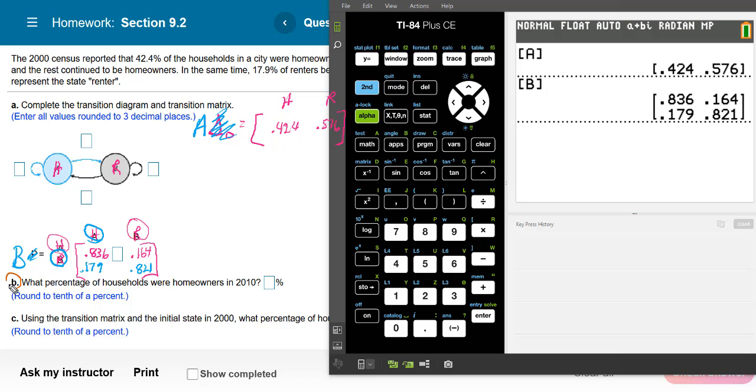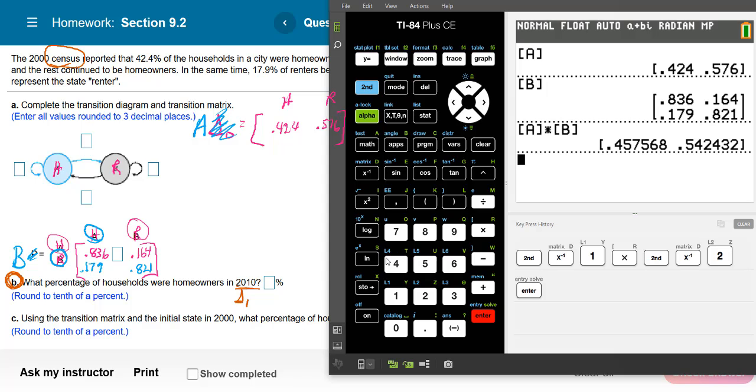The first two questions are duplicates of the previous section. What percent of households were homeowners in 2010? I'll just remind you that a census is done every 10 years. So 2010 would be the first state. So we need to do A times B. And the first number in the matrix is the homeowners, and so that's what we're going to use for our answer. As a percent, rounded to the nearest tenth, that would be 45.8.